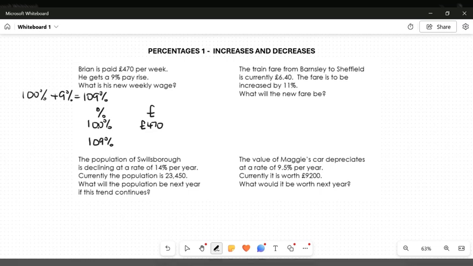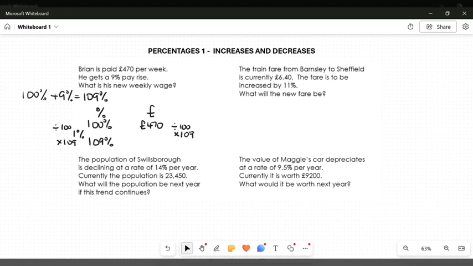Now, it's difficult to get from 100 to 109 in one step. So what we do is one little jump, we take it to 1%. That's easy to do. To get from any number to 1, you just divide by itself. So in this case, we divide by 100. And then once you've got it to 1, you can multiply it by what you're aiming for. So we times it by 109. And we do exactly the same on this side: divided by 100, times by 109.